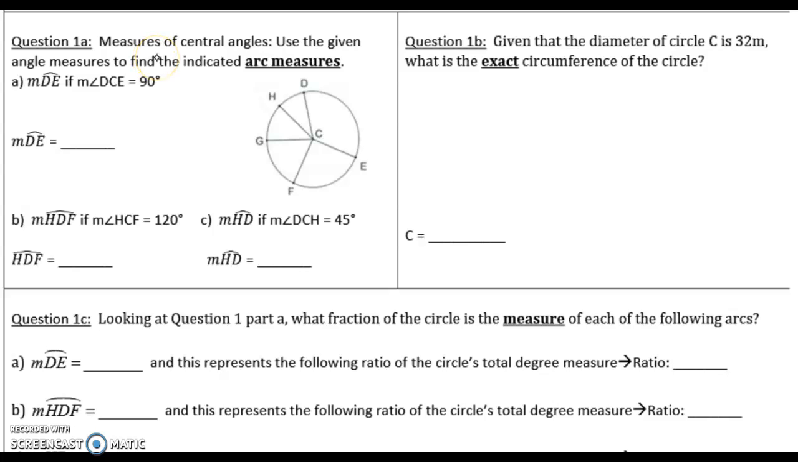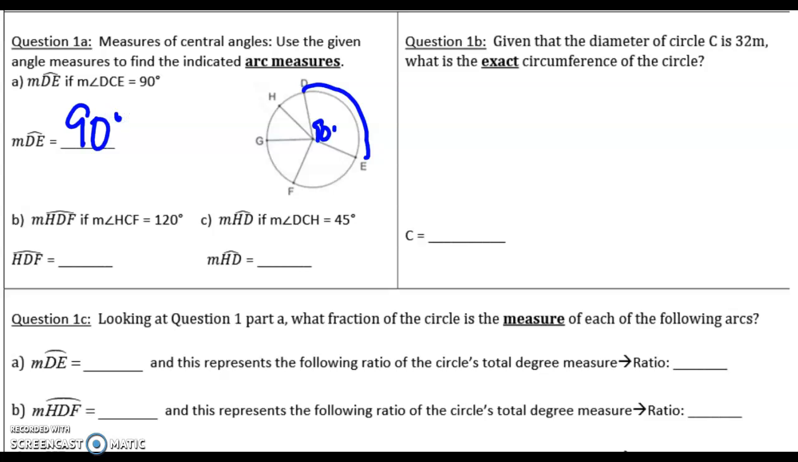Starting off, we're going to talk about arc measures, the measure of central angles, and the measure of arcs. So if we wanted to find arc DE, that would be this arc measure, and that's in degrees. And we know DCE is 90 degrees. Because this is a central angle, that arc's measure would be 90 degrees as well.